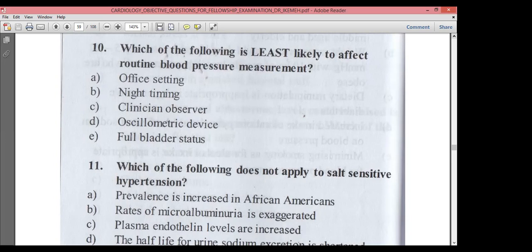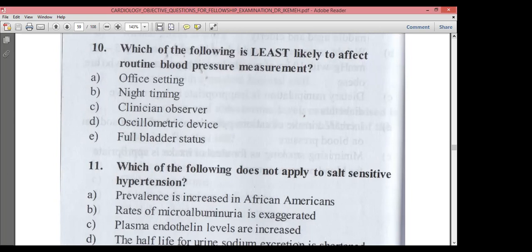Full bladder status: when the bladder is full, the urge is to void, which is a parasympathetic effect. And when you try to suppress that by activating the sphincter, you have to use sympathetic stimulation. Once you have that generalized stimulation, it also causes peripheral vasoconstriction, the heart rate goes up, and blood pressure will go up. So with a full bladder, because of the sympathetic release to maintain the sphincter tone, the blood pressure will go up.